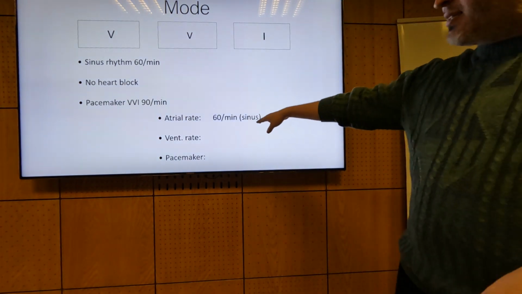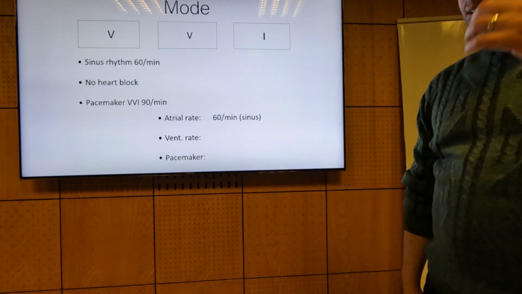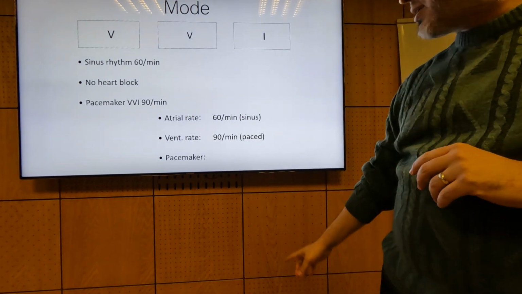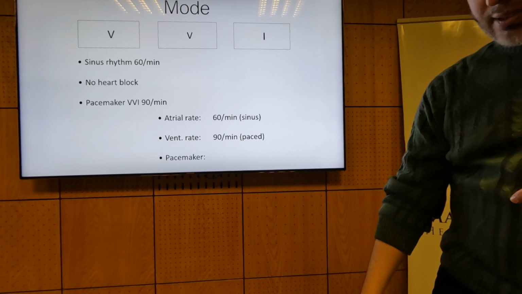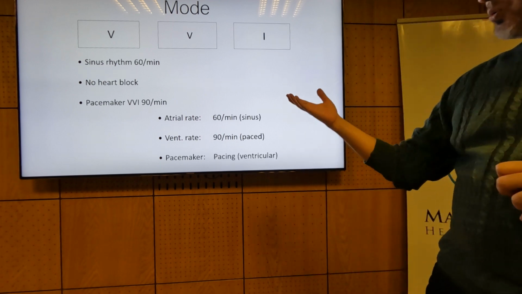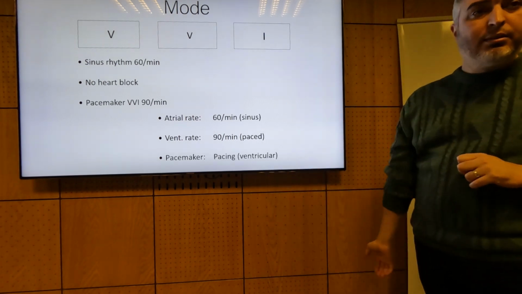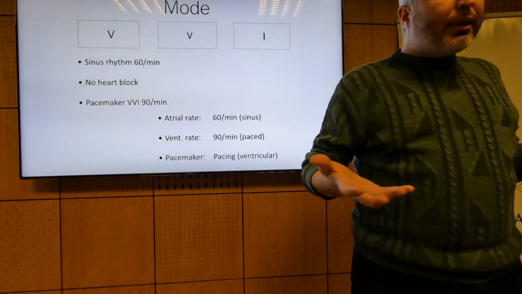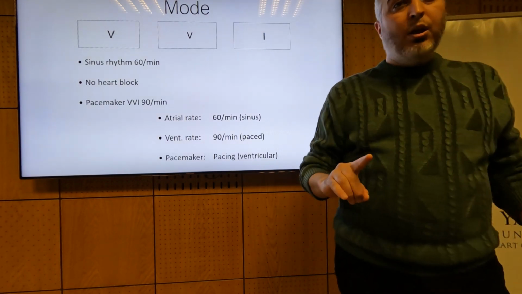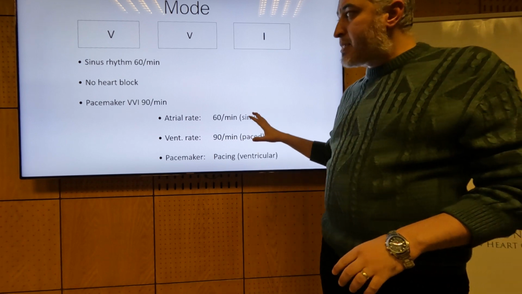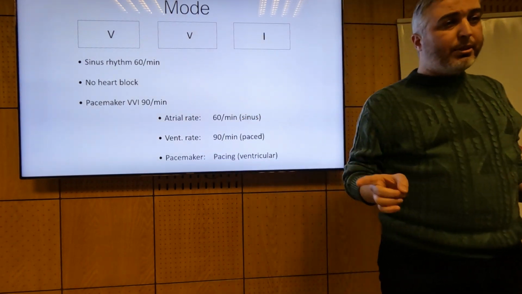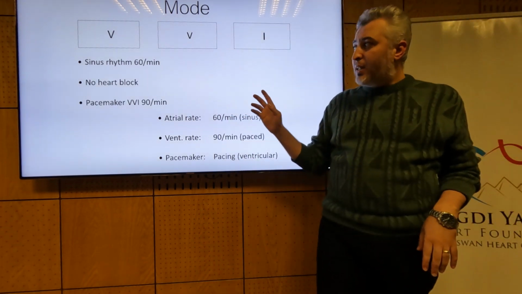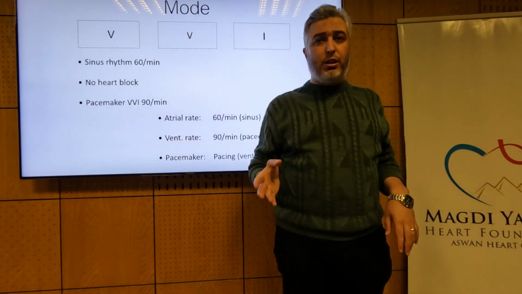So atrial rate is 60, which is sinus. The ventricular rate, 90, which is paced. What's the pacemaker doing? Pacing. So what did we get here? We are able to increase the heart rate. Do you think that happens in a physiological or a non-physiological manner? In a non-physiological manner. Why? Is there AV synchrony?